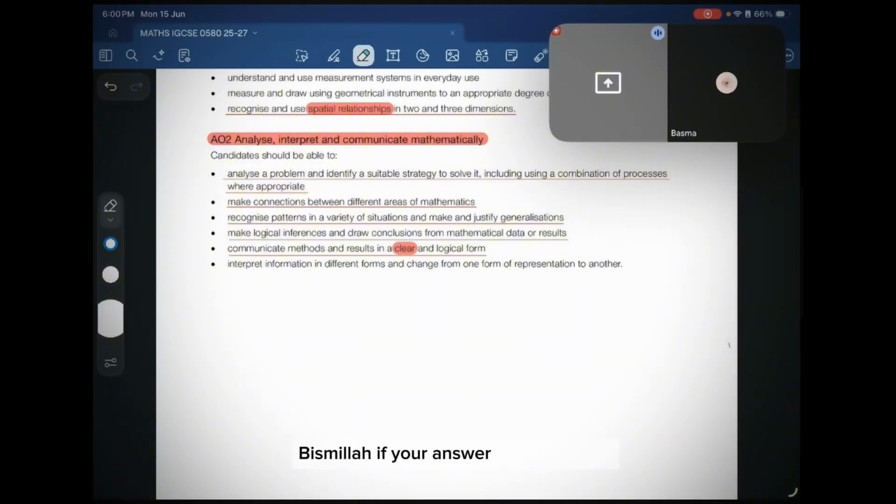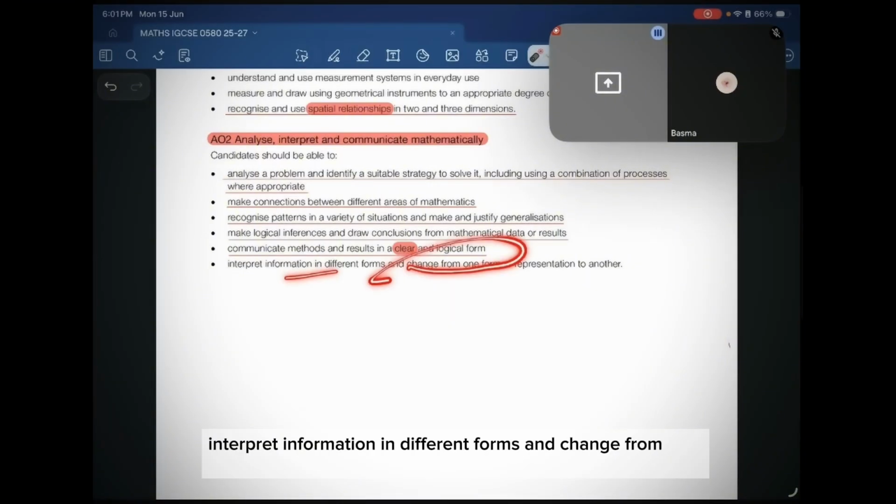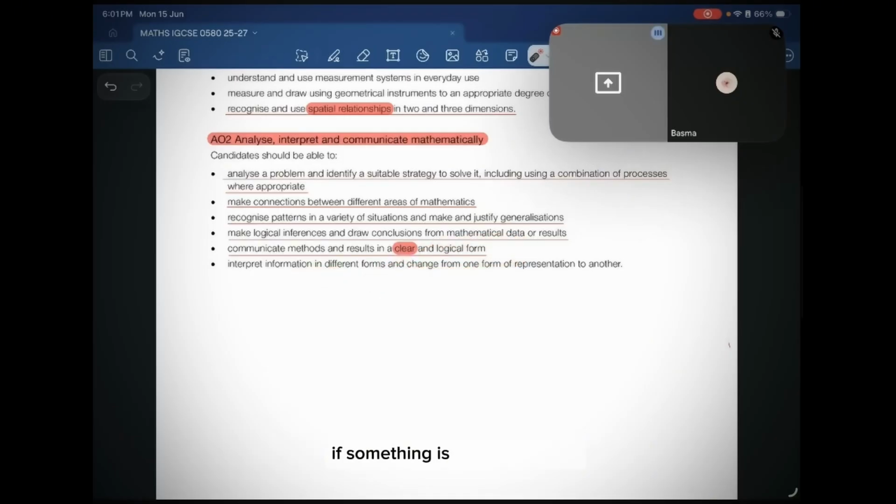Bisma, if your answer is in surd form, can you write it in indices form? Yes. You should be able to know how to do that. Secondly, if your answer is in decimal, you should be able to write it as a fraction. If they want the exact form, you need to be able to write it from indices to surds. Interconversions of your result. If something is written in surds, I should be aware enough to convert it into indices.